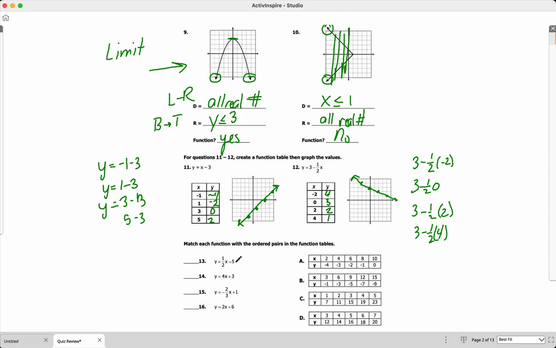Half of 2 is 1, 1 minus 5, that's negative 4. Half of 6 is 3. 3 minus 5 is negative 2. Okay, so definitely this is A. Okay, next one, 4x. We'll check that one in a second.